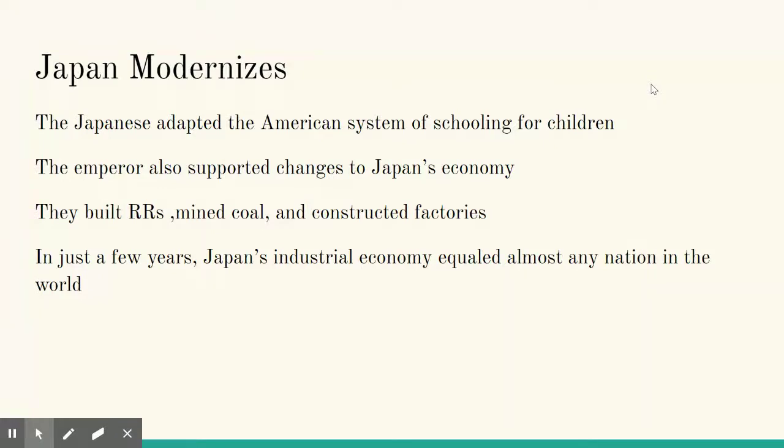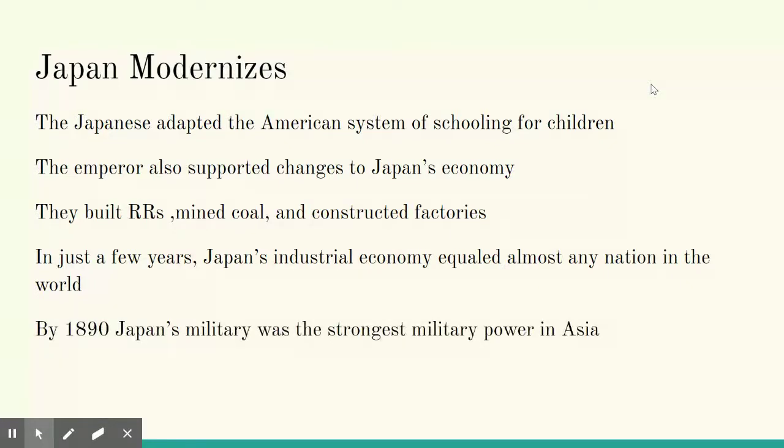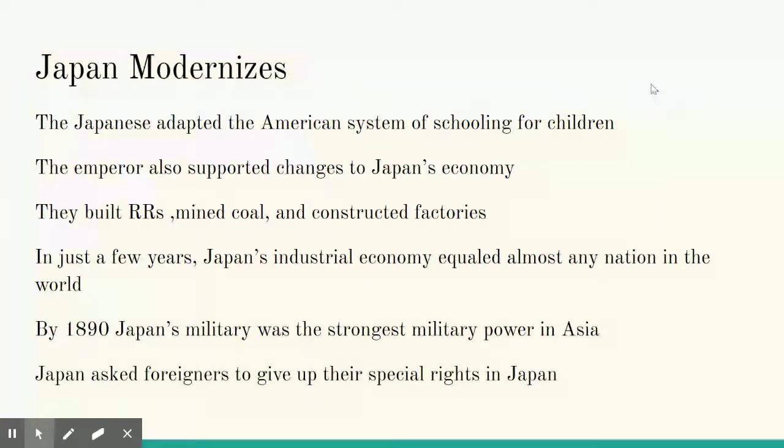So during this Meiji period, this is when all of this is happening during the Meiji era. By the 1890s, Japan's military was the strongest military power in Asia. So Japan is really on the upswing during this period. Japan asked foreigners to give up their special rights in Japan. Of course, they again were trying to keep foreigners out at this point.